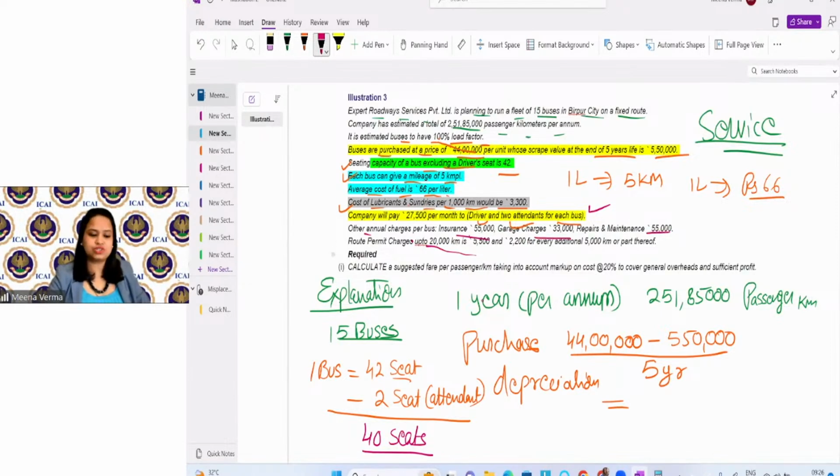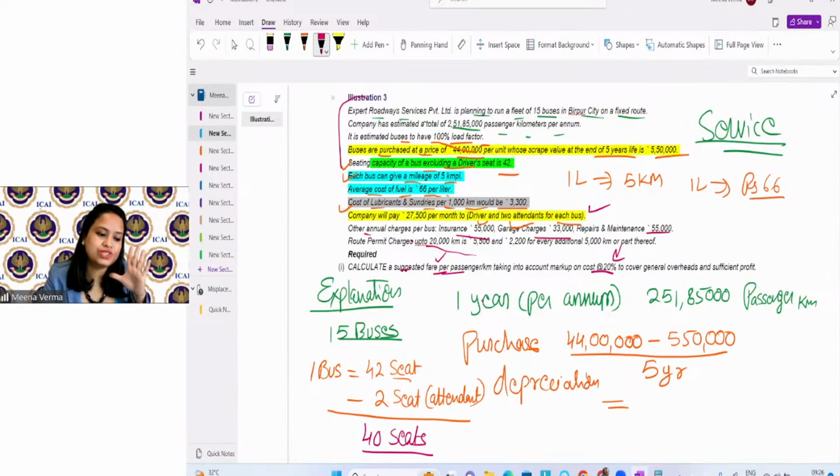Now, what is the question? Calculate a suggested fare per passenger kilometer. What fare do you want to charge the customer? Markup is 20% of the cost. Markup means profit. So what do we have to do here?